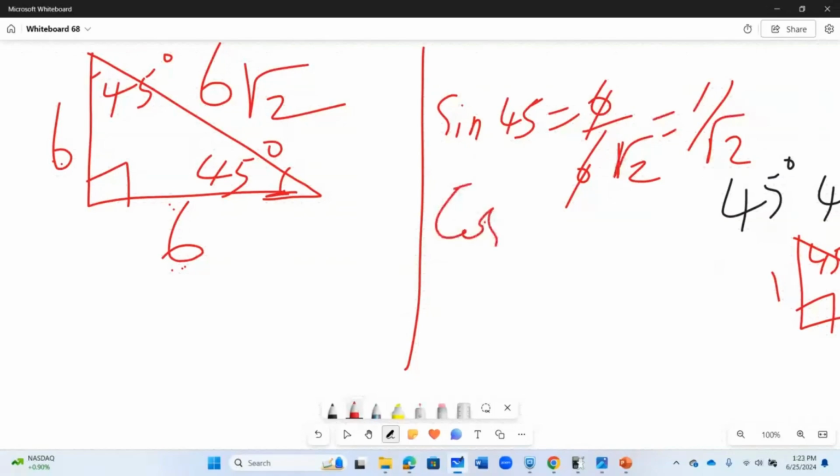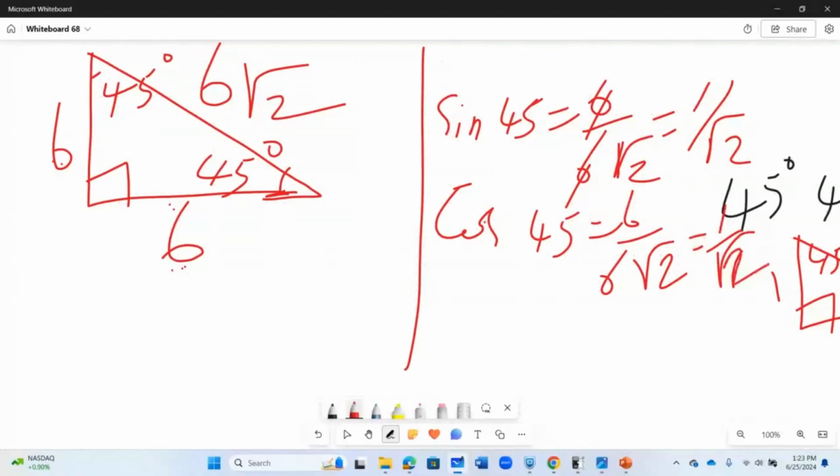Cosine of 45 degrees is 6 over 6 root 2 again, because sine 45 degrees and cosine of 45 degrees are equal. And this is 1 over root 2 also. Remember, rationalize the denominator. Tangent of 45 degrees is 1, which is 6 over 6.